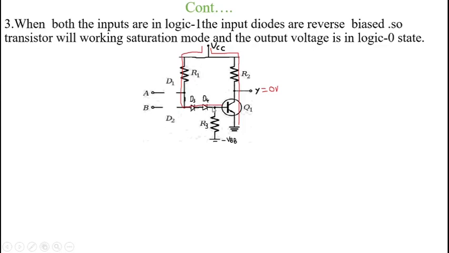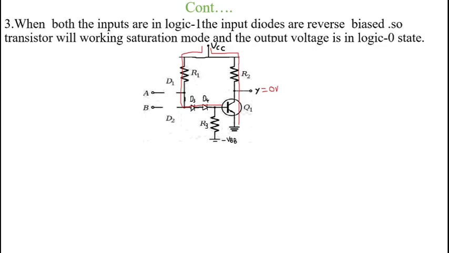That logic 1 is given to the input of this Q1 transistor. Therefore, this Q1 transistor operates in the saturation region and acts as a closed switch. So here there exists a conducting path from the output terminal to the ground. Therefore, here we get the output Y equal to logic 0.